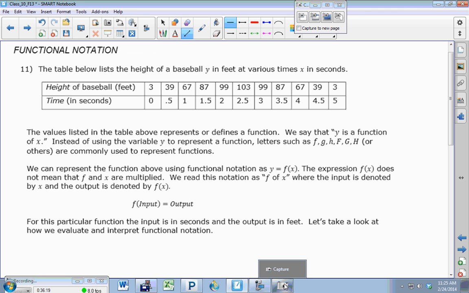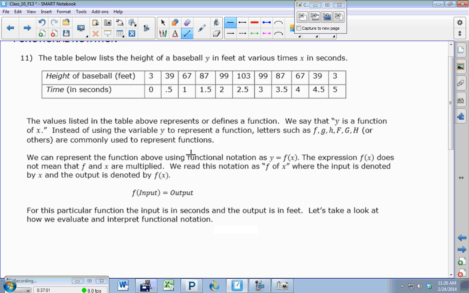Since the height of the baseball is determined by how long it's been traveling, the time, we say that the height of the baseball is a function of the time. And so we're going to do away with the y equals notation from now on. In Math 107, we're going to use functional notation. So instead of using the variable y, we use letters. The typical letters that you see are usually little f, little g, a little h, big F, big G, big H. You could use S, you could use T, you could use P, but those are the standard letters that we use, at least initially when we're working with functions.